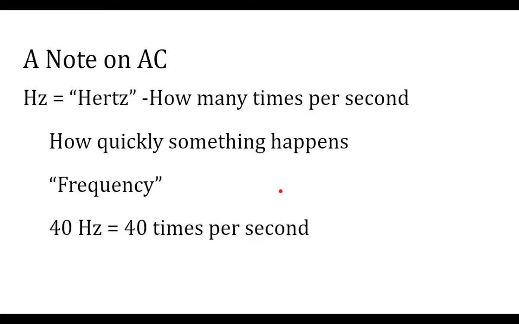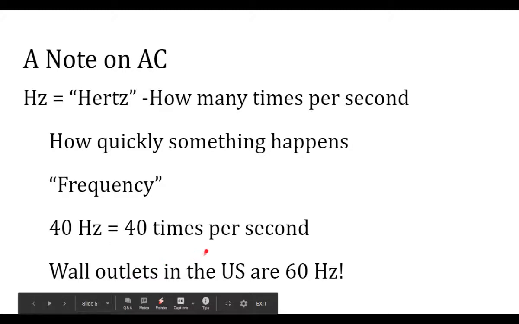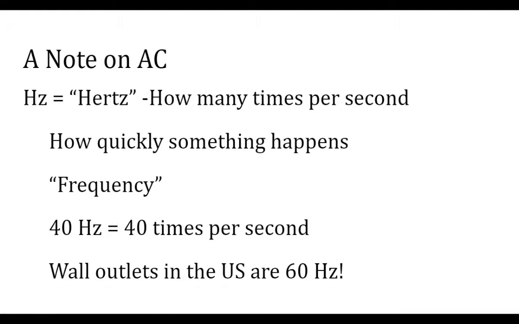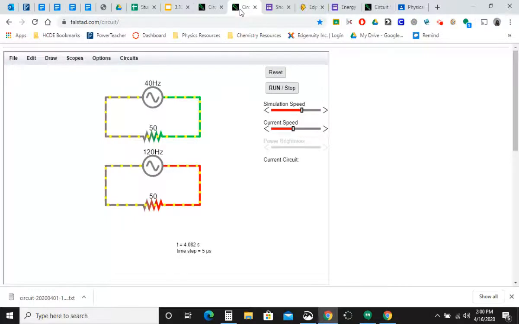And electricity is a good example. I mentioned that your wall outlet has AC. In the US, wall outlets are 60 hertz, which means that the current flips back and forth between positive and negative 60 times every second. To help visualize this a little bit, I've got a little simulation. We're going to play around with this simulation later, but I wanted to show it to you right now.